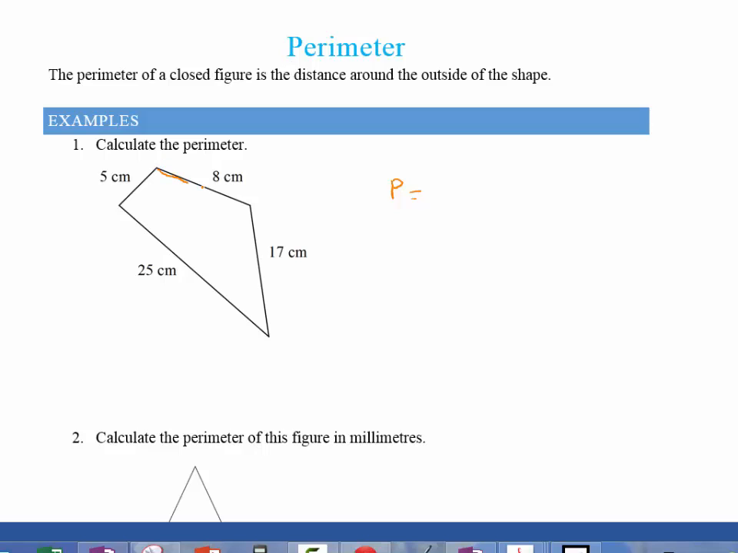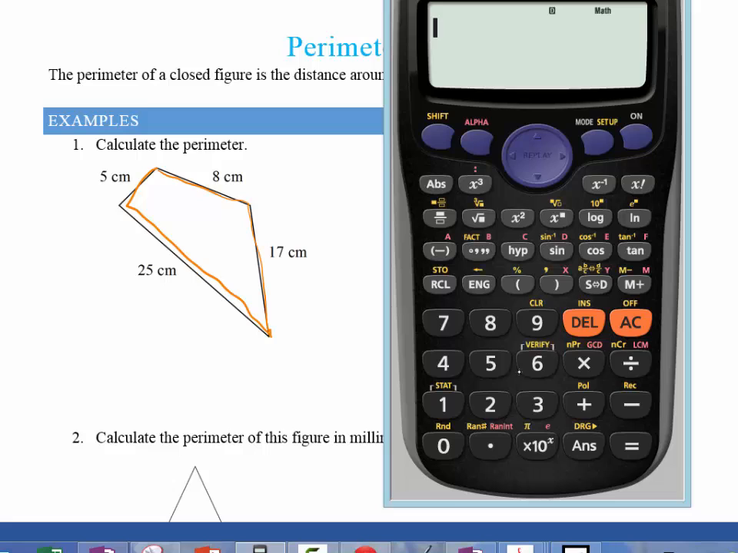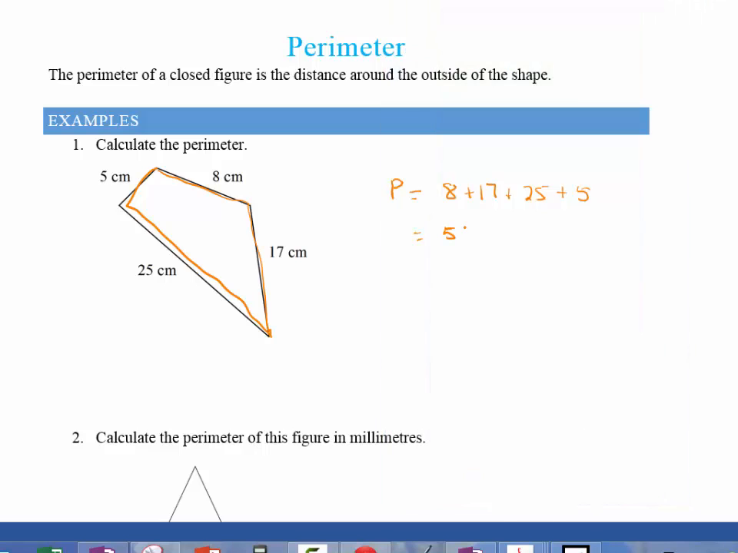So the perimeter is the outside, so you're going to write down all the numbers that correspond to these sides. So this is going to be 8 plus 17 plus 25 plus 5. And if we work that out, I think we get something like, in fact I actually have no idea, so let me get a calculator up. So I have here 8 plus 17 plus 25 plus 5, and I get 55. So that's pretty good. 55 centimetres is my answer.